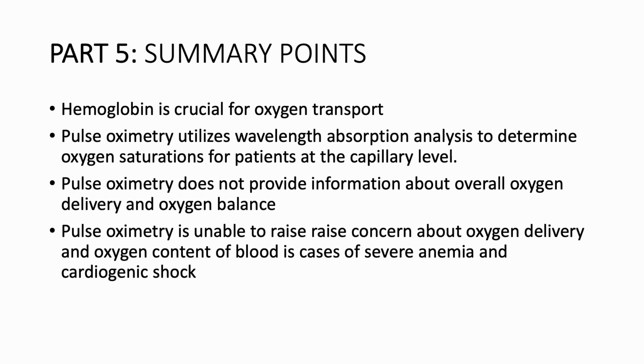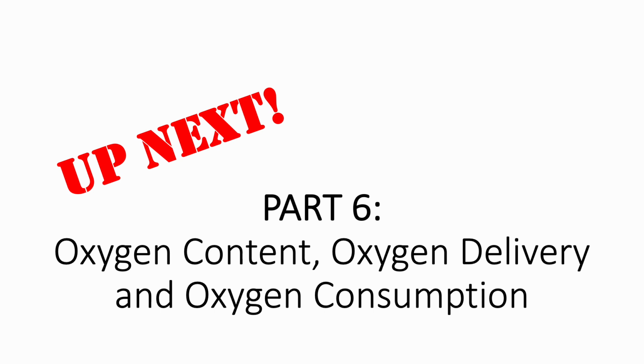And with that, we've reached the end of part 5 of our learning module. In this section, we discussed the role and importance of hemoglobin in oxygen transport. We also discussed the factors that lead to the characteristic shape of the oxyhemoglobin dissociation curve and the factors that both increase and decrease the affinity of hemoglobin for oxygen. We also reviewed the technology and principles behind pulse oximetry and discussed the shortcomings of pulse oximetry in isolation for the assessment of oxygen delivery. Thank you for your attention.